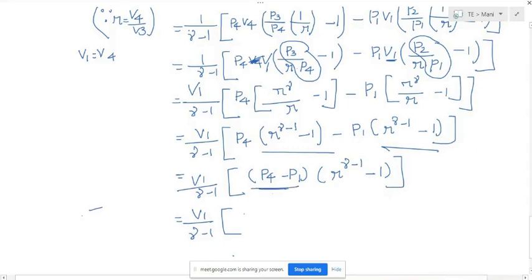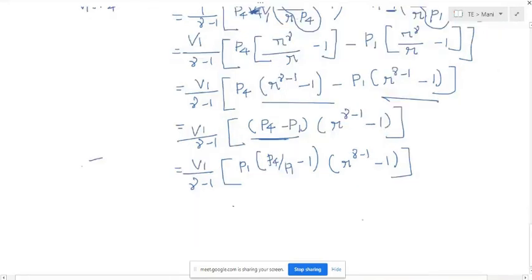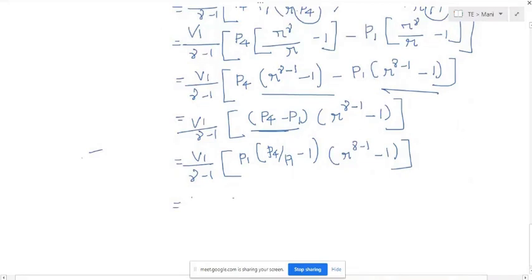From this we can take P1 commonly outside. So the remaining is P4 divided by P1 minus 1, right? So taking P1 commonly, we can form this equation into r power gamma minus 1 minus of 1, which is equal to again gamma minus 1 into r power gamma minus 1 minus of 1.